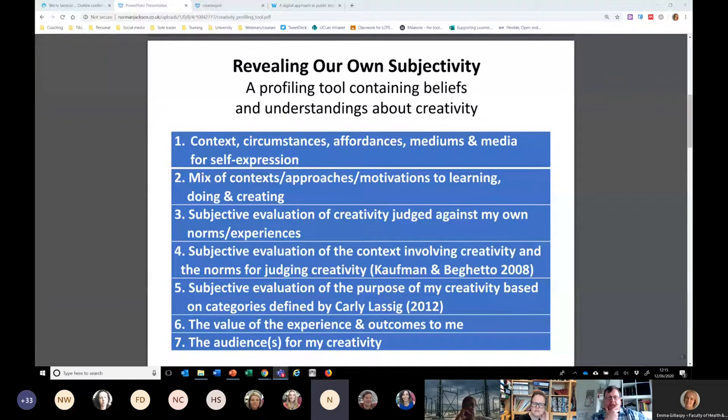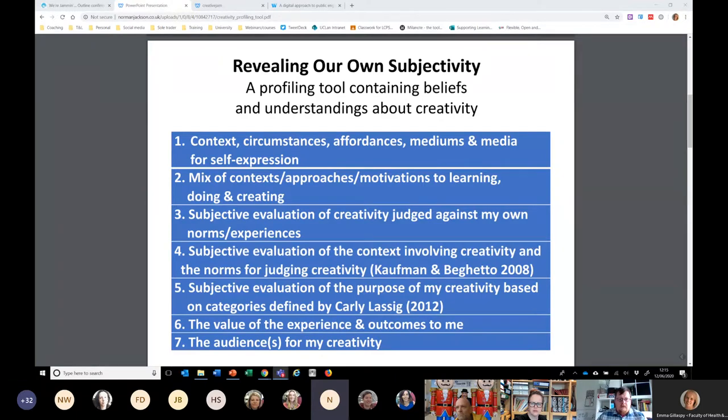It's evolving, and it began, I think, with only about four headers, and now it's seven, and maybe it will include a few more before too long. But the basic structure is something about the context and circumstances and affordances and mediums, the sort of approaches and motivations to learning, doing, creating, an attempt to evaluate the creativity, and that is judged against my own norms and experiences. Fourthly, some sort of subjective evaluation of the context.